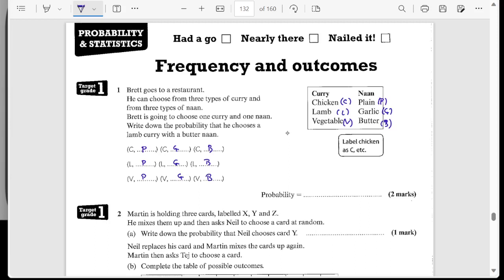Write down the probability that he chooses a lamb curry with a butter naan. So lamb curry and a butter naan. That's one of the 9 outcomes. So 1 out of 9.